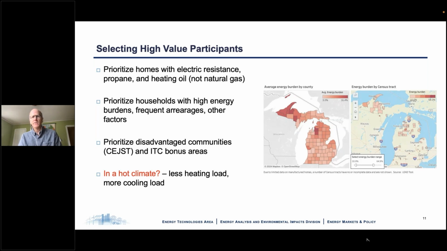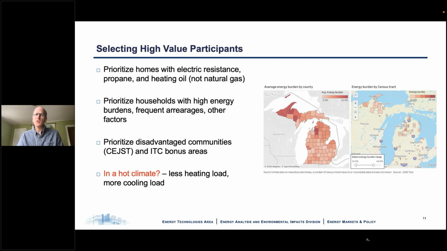The ITC is the Federal Investment Tax Credit. Thanks to the Inflation Reduction Act, the ITC has bonuses. It's a 30% baseline with 10% or 20% bonuses, depending on a number of factors. If you're in an energy community, if you are using American-made equipment, if you are serving low-income households. So if you can identify those areas and focus on them, you can boost the tax credit to 40, 50% or more, which can really help drive down the cost and deliver more benefits to the households.